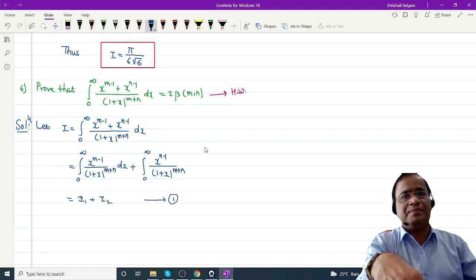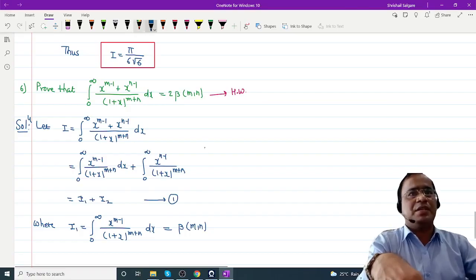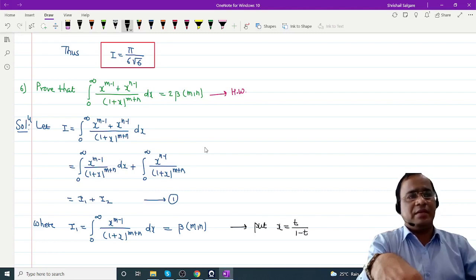And suppose this equation is number 1. So what is your I1? This I1 is nothing but integral 0 to infinity x raised to m minus 1 divided by 1 plus x raised to m plus n dx. So this integral you have to complete and it will come as a beta of m, n. So what is your substitution? To prove this, you have to put x is equal to t divided by 1 minus t. Okay. So for this example you have to write the solution in detail.